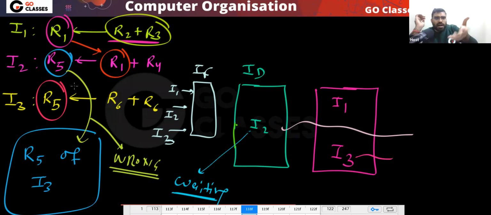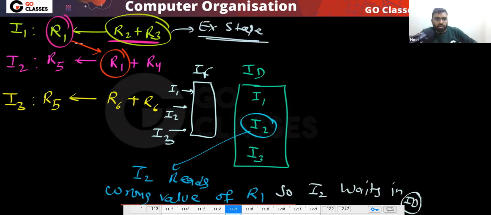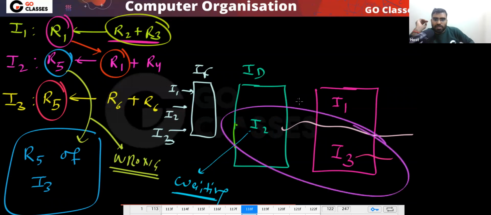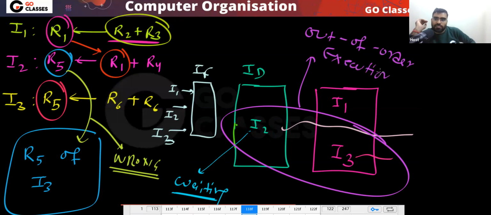And you can notice RAW is already creating a problem. Understood? This is the simple point I wanted to tell you, about what is actually happening here. This is called out of order execution. You are executing them out of order.